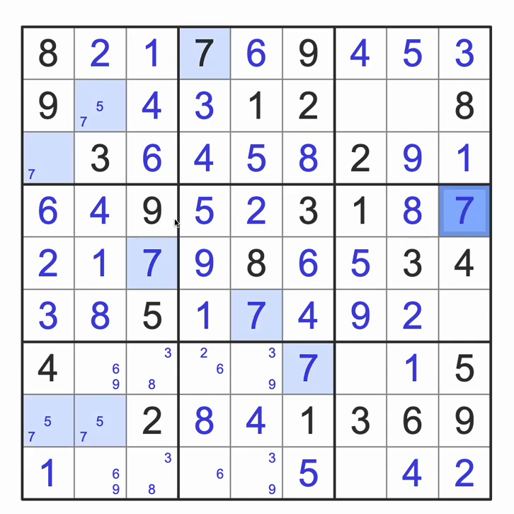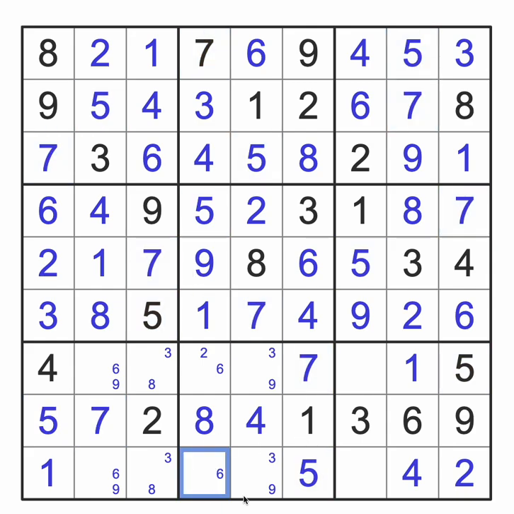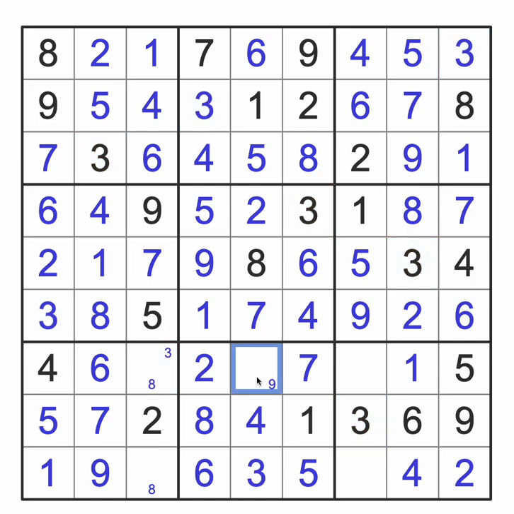That's the last number of this row, and that means this is 6. And the last number of this column is 7. That gives me 6 here. This is 5. This is 7. 5 and 7. This has been made into 6, and this is 2. Gives me 9, 6, 3, 9, 8, 3. So this is 8, and this is 7.